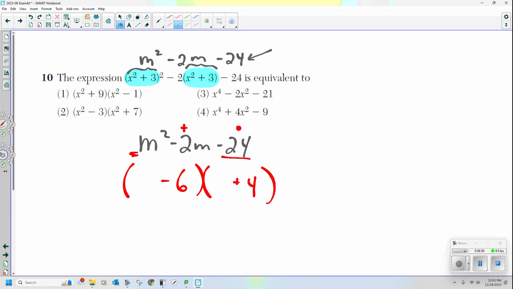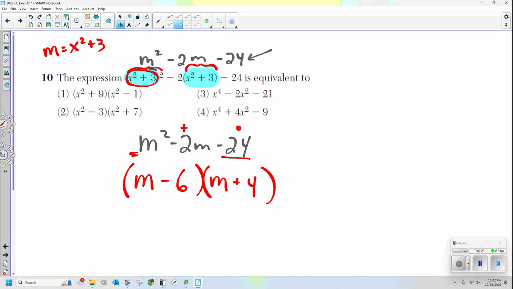And I still have my m's, right? So I'm putting an m here and an m here. But they didn't give us m's. This is nice, because when I put a variable there, it becomes easy. What did we substitute the m in for? Wasn't m the same thing as x² + 3? I literally said I'm going to make my m x² + 3, so anytime I see an x² + 3, I'm going to put in an m.